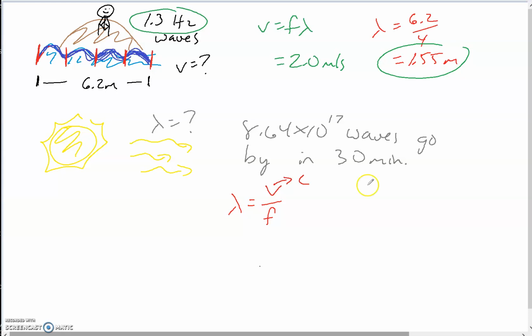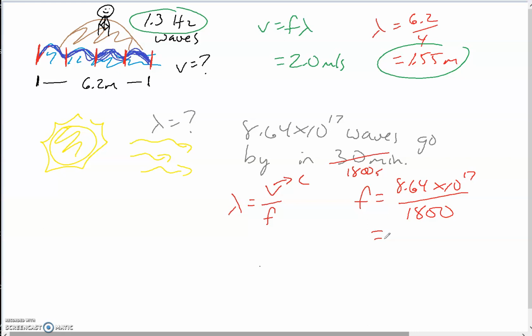So to find the frequency, that's how many waves per second. So I've got 8.64 times 10 to the 17 waves divided by how many seconds there are. But that's in 30 minutes. I don't want the minutes. Of course, I want that in seconds. So if I convert that, that would be 1800 seconds. So I'll divide that by 1800. All right. So if I do the 8.64 times 10 to the 17 waves, that's how many waves I've got.